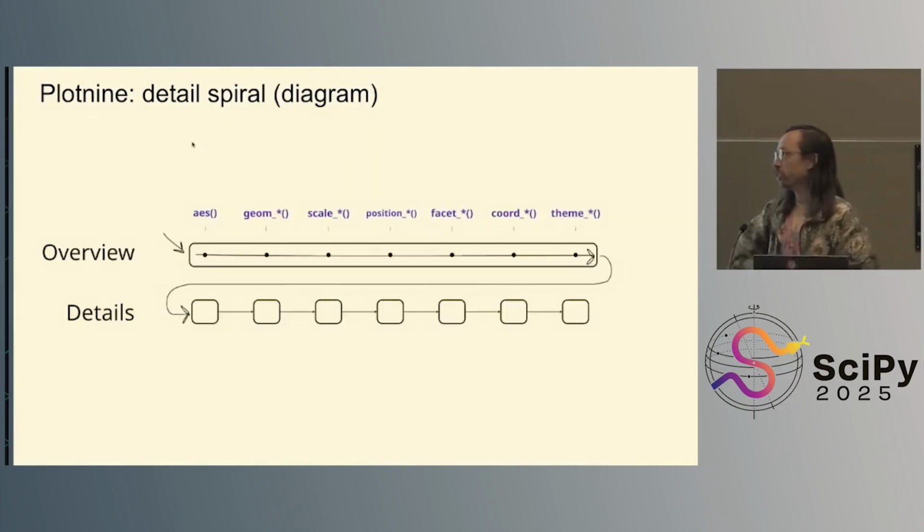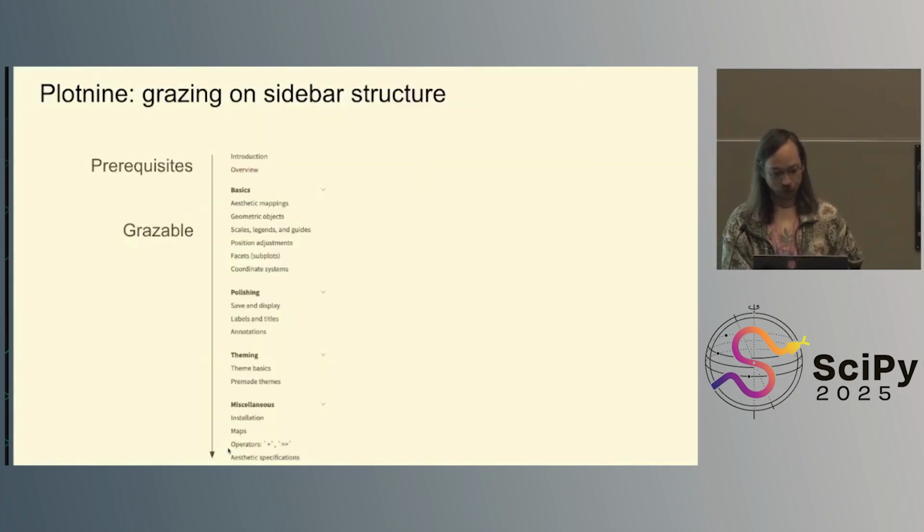And this is just showing the detail spiral in a different way. So this is diagramming where people go through these concepts. So in the overview, they do a broad pass over everything, and then they loop back, and you sort of hit each one. So just a quick diagrammatic representation.